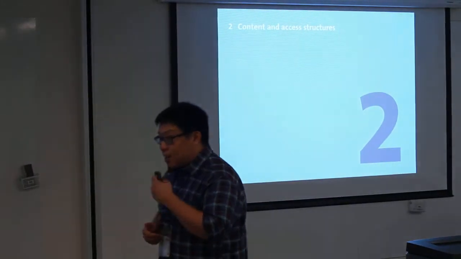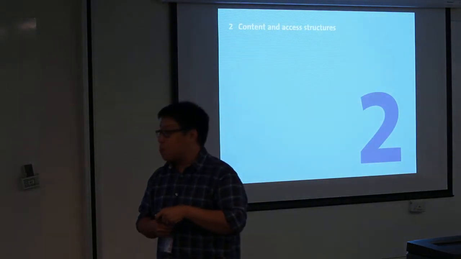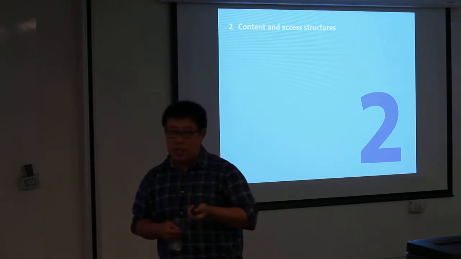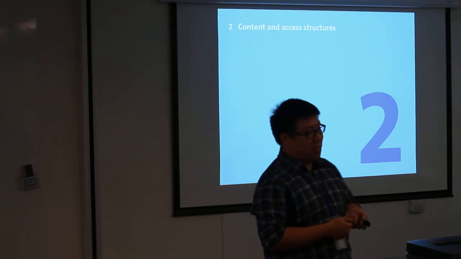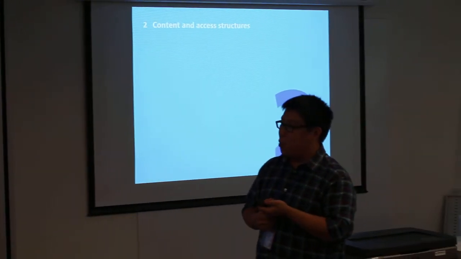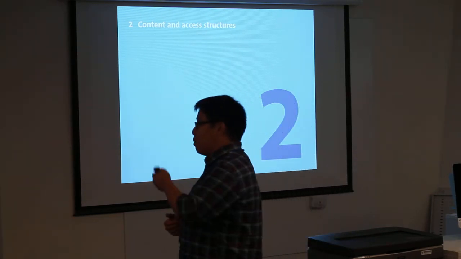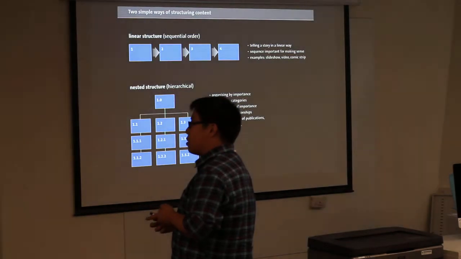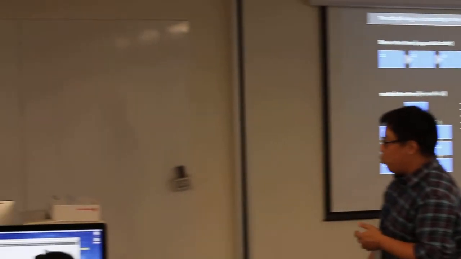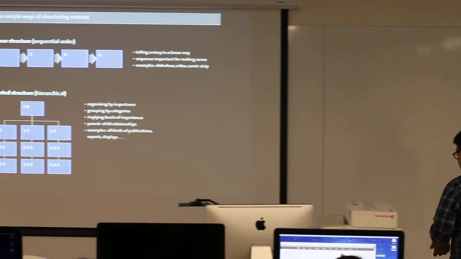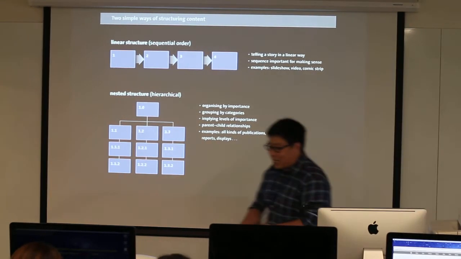Okay. So last time we talked about content navigation, right? This time we keep on looking at content, and from that point of view, we look at typography and how people access content. We're going to look at content and access structures. So if you read a book, actually, it's pretty linear.